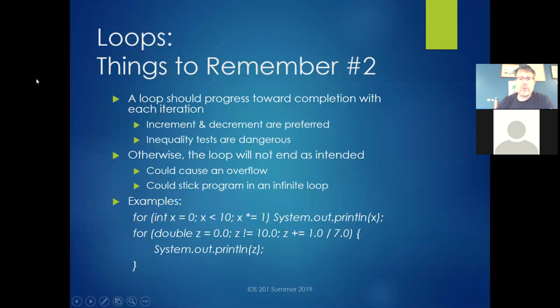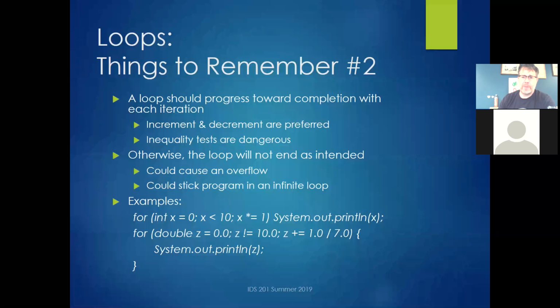Number 2, in general, unless you deliberately plan on doing an infinite loop, a loop should progress toward completion with every iteration. So every time through the loop, it should get a little bit closer to being done. That's a good reason to do increments and decrements, right? You have a target value, and every time you go through the loop, you get closer to that target value that'll end the loop. Inequality tests in particular are dangerous, because if you're not fully understanding how your loop is structured, it's very easy to go zipping past that inequality accidentally, and then you're stuck in an infinite loop that you didn't really mean to happen, or a nearly infinite loop anyway.